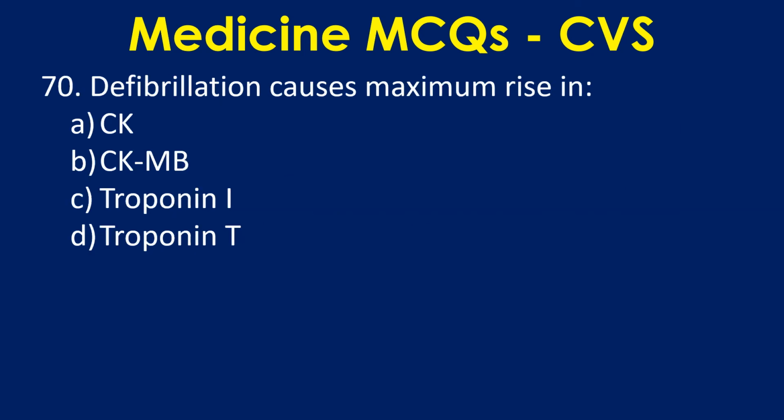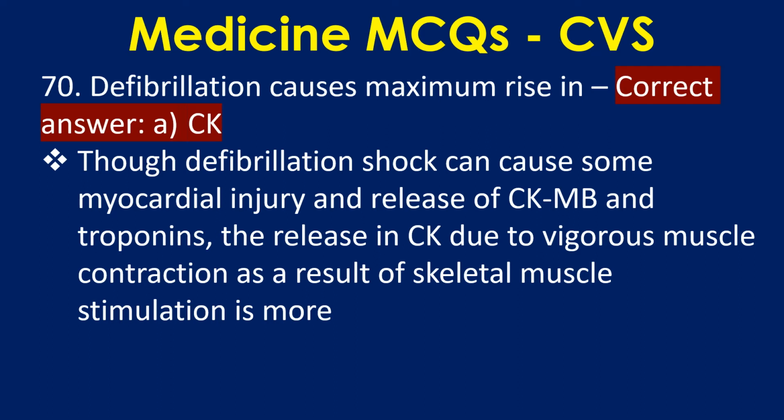Defibrillation causes maximum rise in A. CK, B. CKMB, C. troponin I, D. troponin T. Correct answer A. CK. Though defibrillation shock can cause some myocardial injury and release of CKMB and troponins, the release of CK due to vigorous muscle contraction as a result of skeletal muscle stimulation is more.